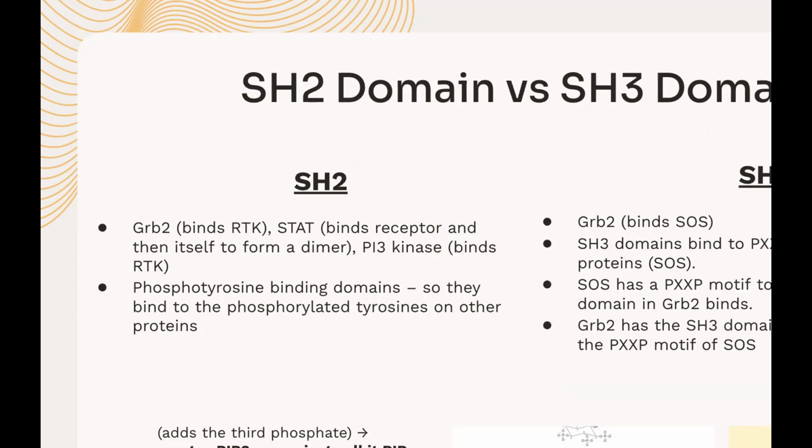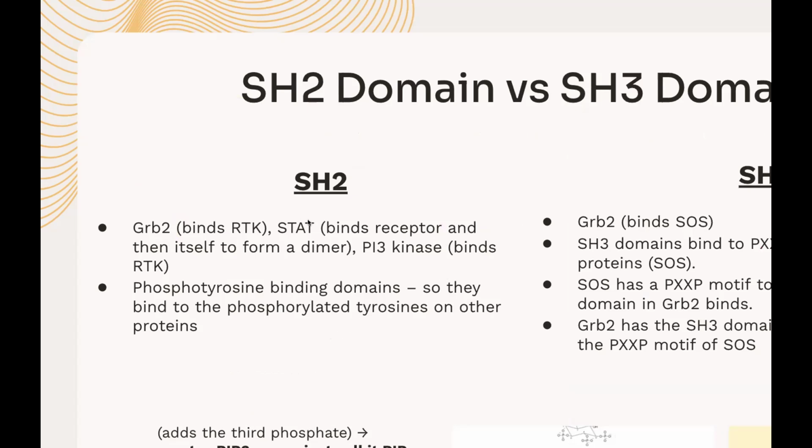Also, all right, so a little bit about the different domains. So an SH2 domain, these are the proteins that bind to the SH2 domains. We have the GRB2, STAT, and the PI3 kinase. And what these domains basically are is tyrosine that could be phosphorylated. Okay, so if you see tyrosine, SH2. Okay, SH3 is not phosphorylatable tyrosines.